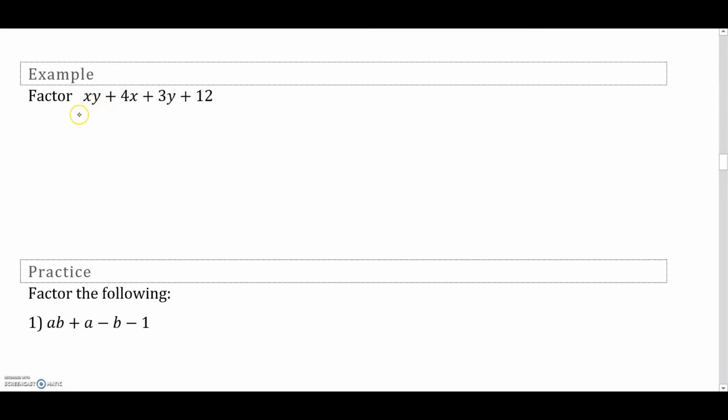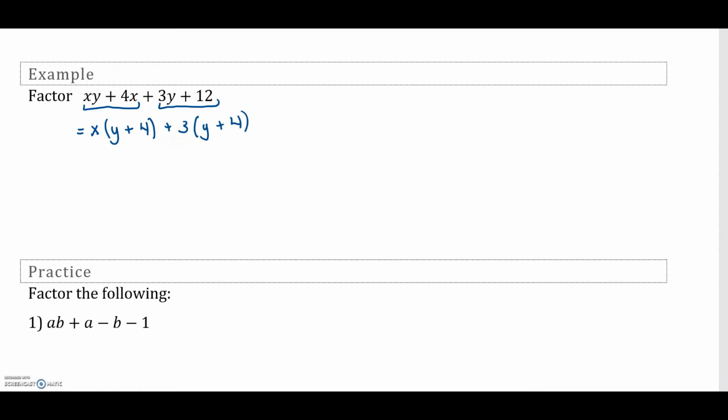In the first example, we can see that we have xy plus 4x plus 3y plus 12. There's nothing we can do to factor this entire expression as a whole, as there is no common factor between all 4 of the terms. But if we consider groupings, so the first 2 terms as well as the last 2 terms, each of these have a common factor. The common factor of the first group of terms is x, and we can factor it to get y plus 4 remaining. In the second group, we have a common factor of 3, and we end up with y plus 4 remaining.